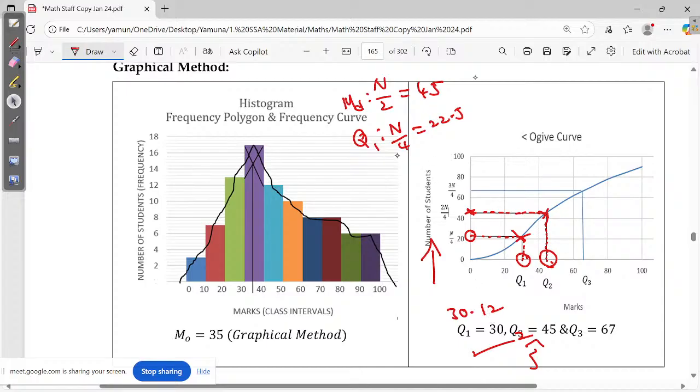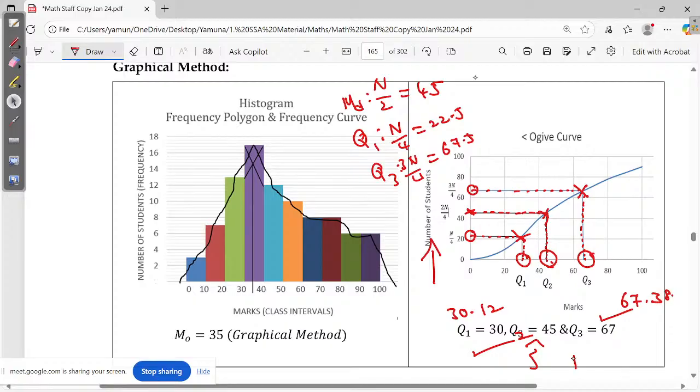Okay. Q3, yes, please. 3n by 4, which is 67.5. So from here, draw a line so that it touches the less than ogive curve. Then drop down the line to the x-axis and you'll get the point, which is roughly 67. By the formula method, we have got this as 67.38.